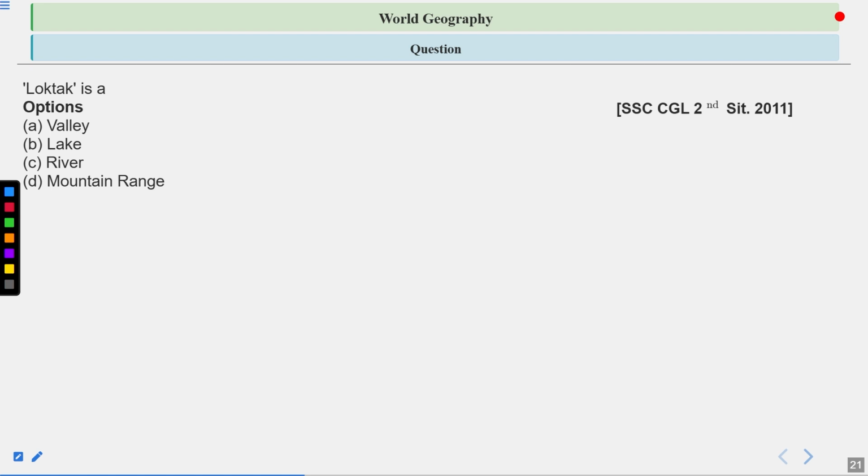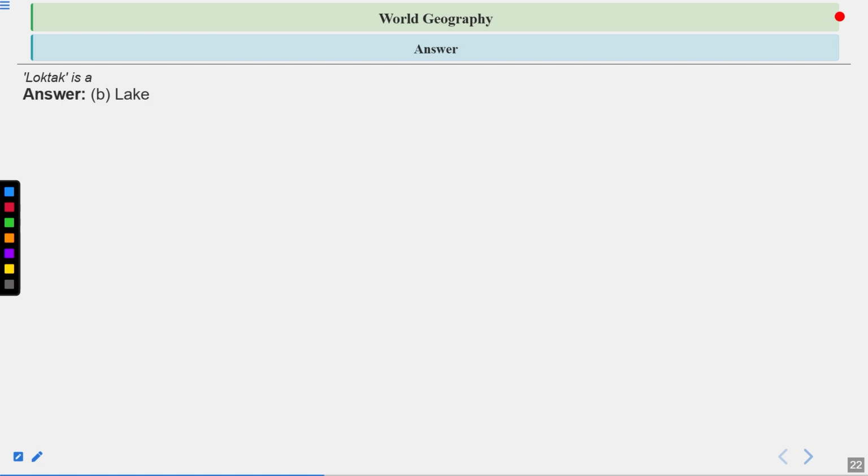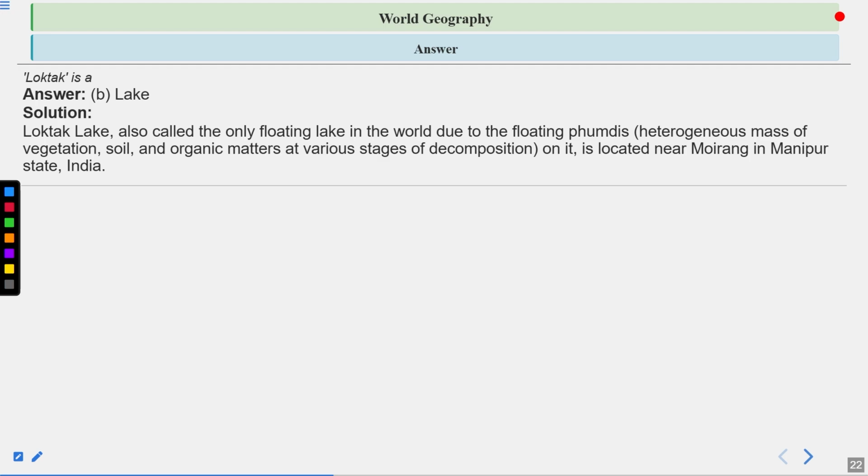Loktak is a: options are valley, lake, river, or mountain range. This lake is found in Manipur, and the answer is option B, lake. Loktak Lake is also called the only floating lake in the world due to the floating phumdis, a heterogeneous mass of vegetation, soil, and organic matter at various stages of decomposition. It is located near Moirang in Manipur state, India. It is also the place where you will find Keibul Lamjao National Park, also known as the floating national park of our country. Do remember that Manipur is the place where you can find this lake called Loktak.